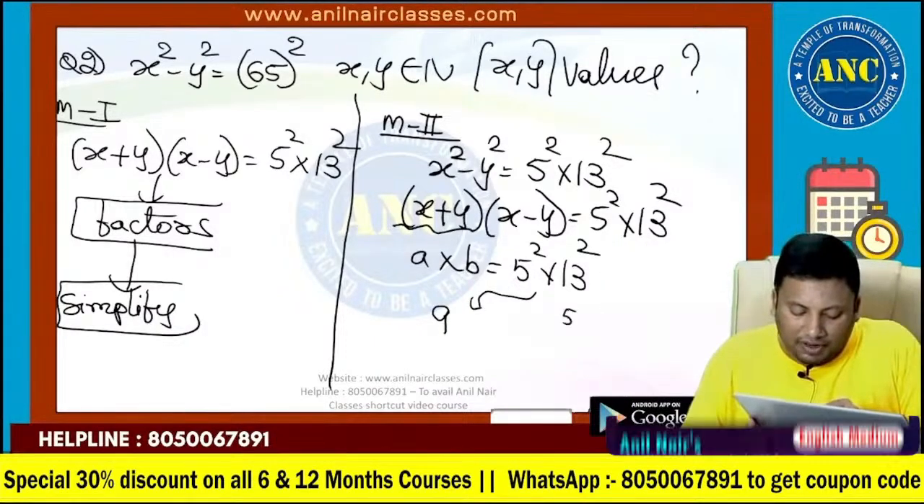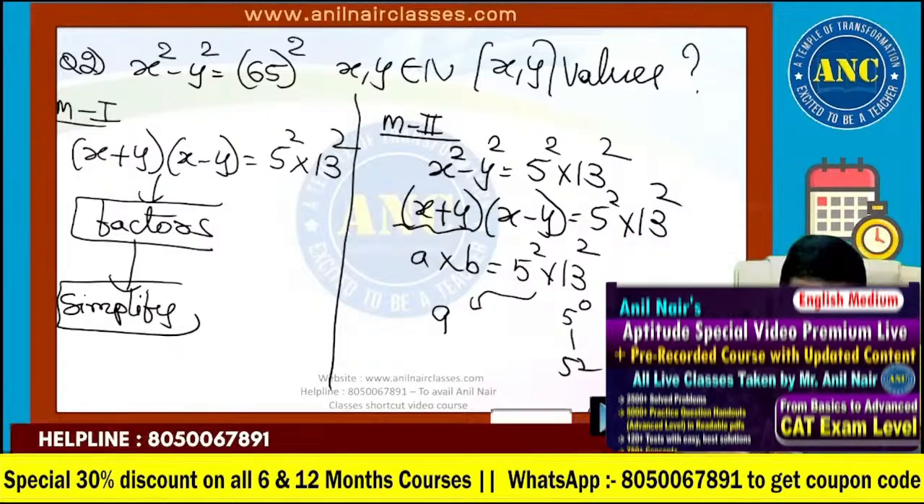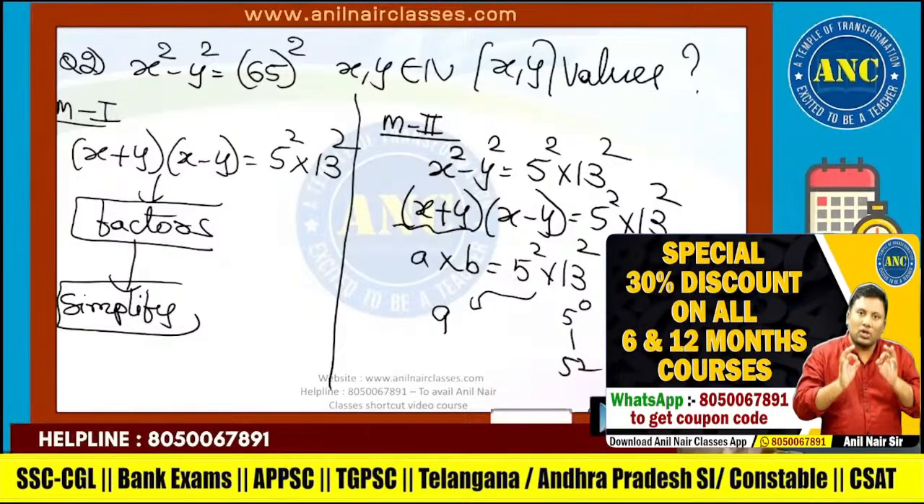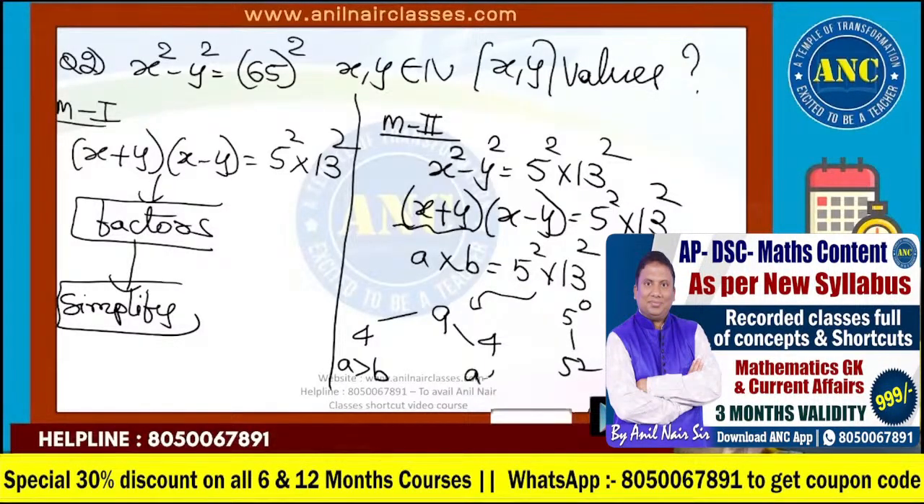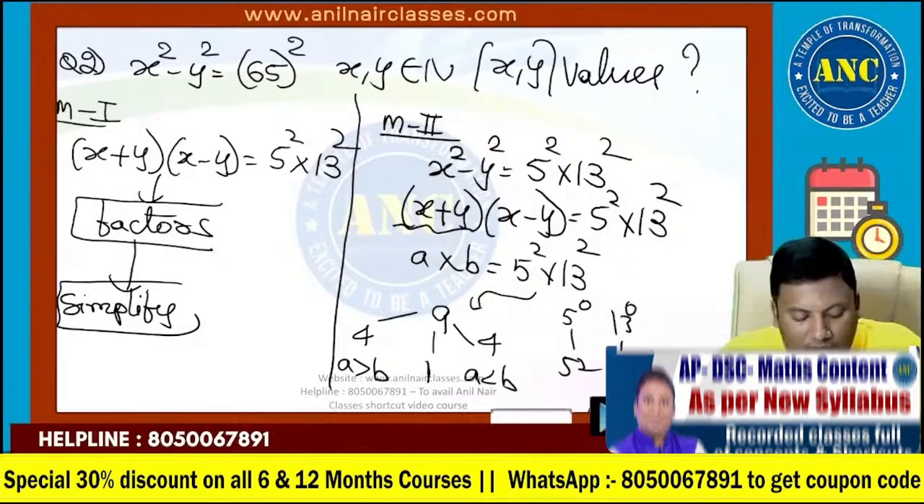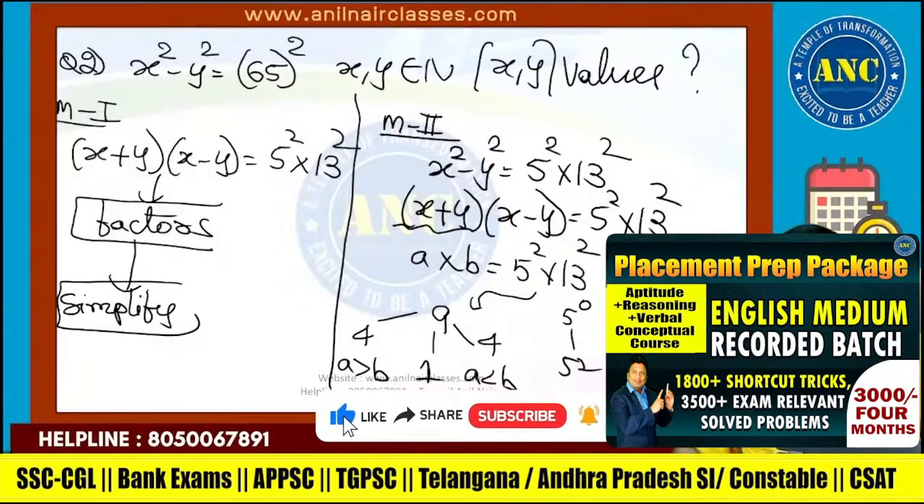From 5^0 to 5^2, 13^0 to 13^2. Total 9 ways are there. In that 9 ways, 4 ways A is greater than B. Reverse case, 4 ways A is less than B. One case A is equivalent to B.